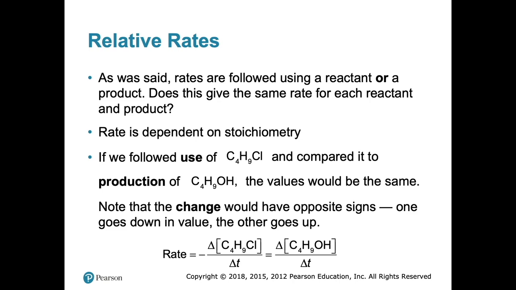the thing that would change is the sign. We have a decrease in chlorobutane, and that's why the sign is negative. But when we have an increase in butanol, the sign is positive, because as the reaction progresses, butanol's concentration goes up. The concentration of chlorobutane goes down, and that's why one of them is negative. The reactant is always negative, and the product is always going to be positive.